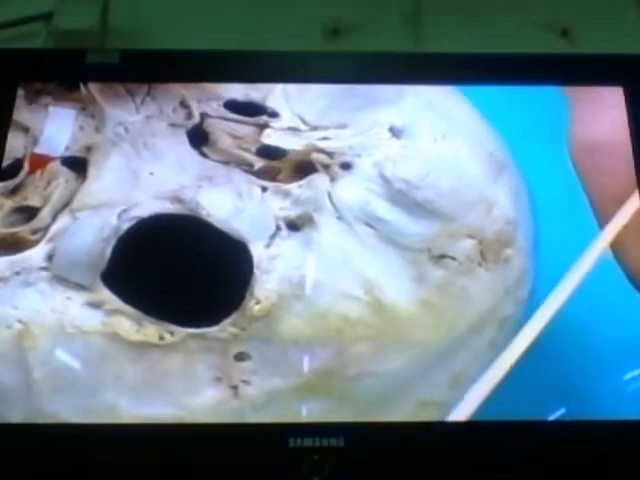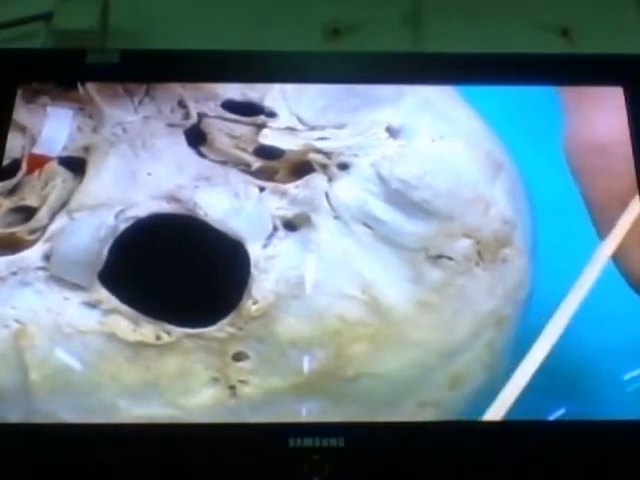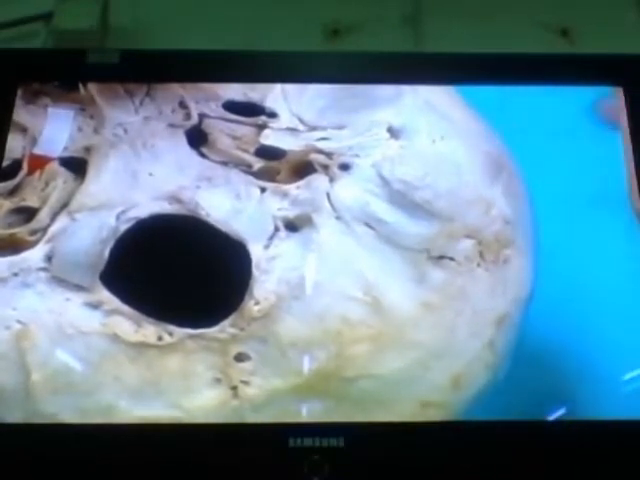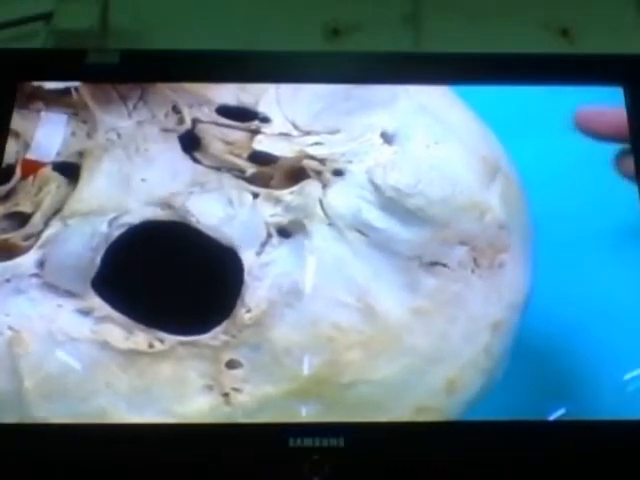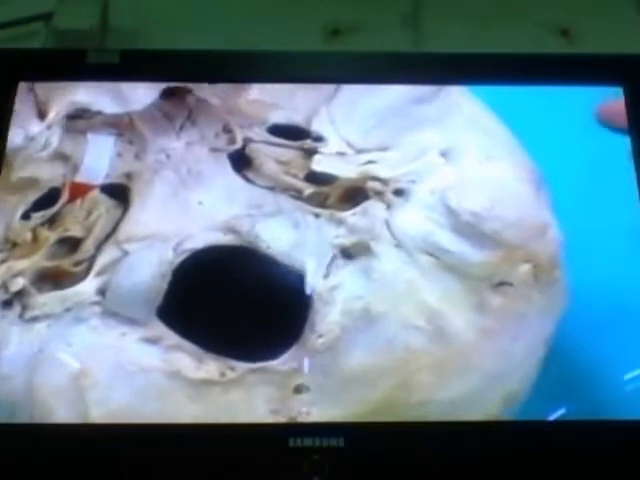So the facial nerve, where's the nucleus of the facial nerve? Kelly Monroe. Very good. Kelly Monroe, where is the nucleus of the facial nerve?